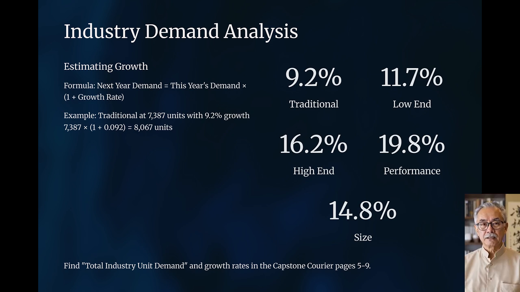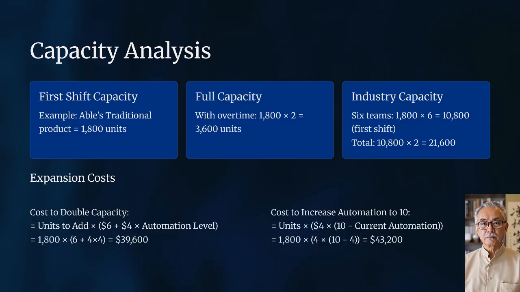Part 4. Capacity Analysis. Now, we'll assess how much we can produce. Capacity is the number of units your factory can make in a year during a single shift. If you push overtime, you can double that output.